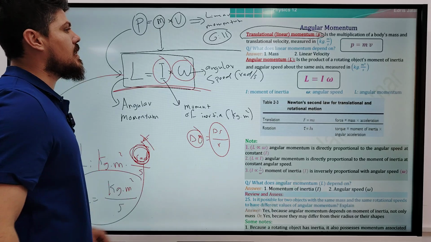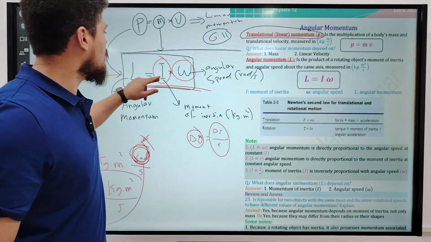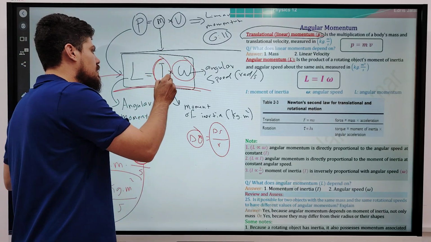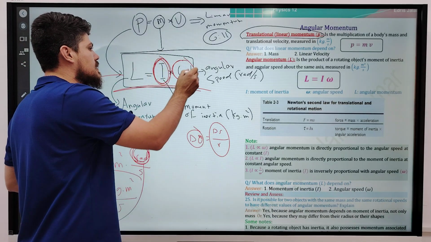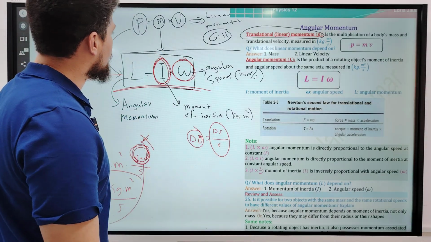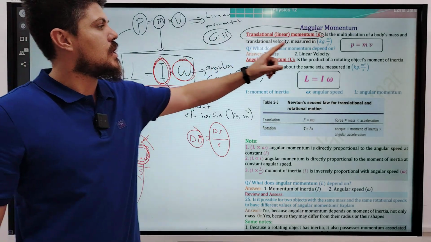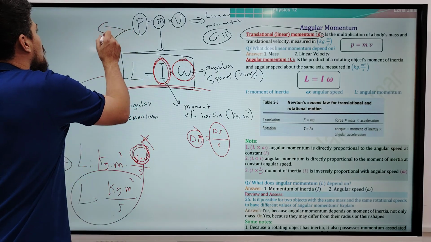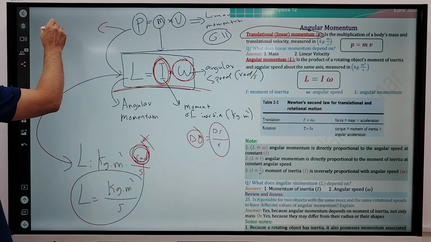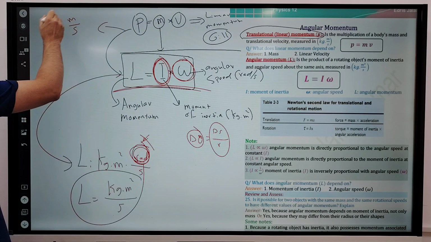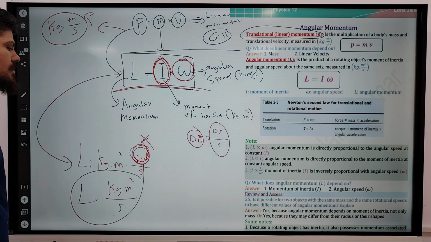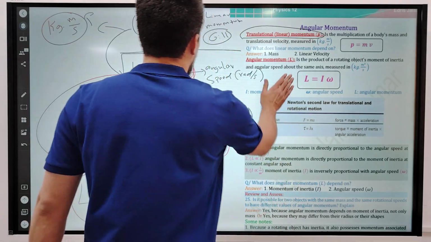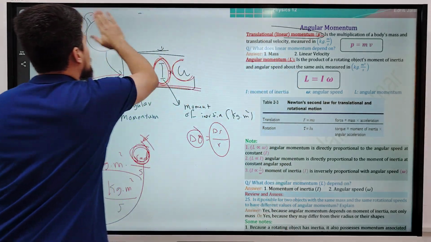What is angular momentum? For a rotating object, it is the product of moment of inertia and angular speed about the same axis, measured in kilogram meter squared per second. But be careful: linear momentum is measured in kilogram meter per second, while kilogram meter squared per second is the unit for angular momentum.